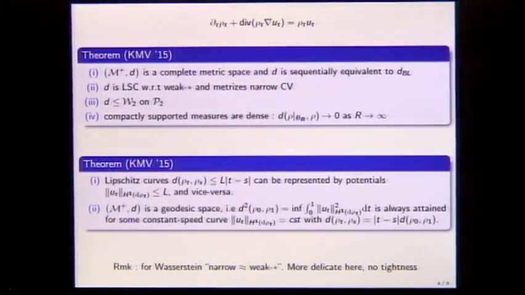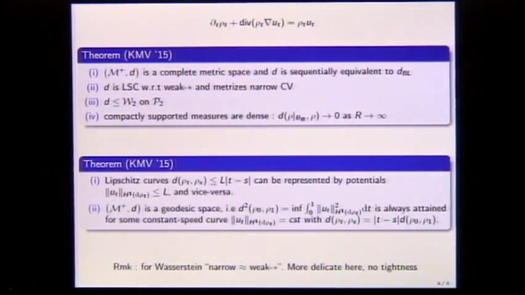So here are the main results that we were able to obtain about our distance. The first theorem is a topological theorem. The second one is a more geometrical theorem. The first set of results tells you that the set of measures endowed with this distance is a complete metric space. Of course, completeness is a very desirable property if you want to do analysis on metric spaces, for example. And the distance d is sequentially equivalent to the bounded Lipschitz distance, which I do not have time to define, but the bounded Lipschitz distance is a classical distance between measures.